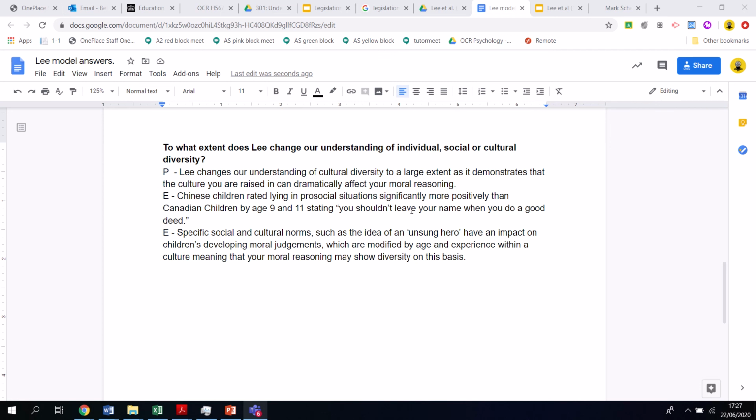Okay, so here I've just put specific social and cultural norms, such as the idea of an unsung hero. So that's why they were potentially saying that you shouldn't leave your name, so that you're an unsung hero, you're a hero, but you're not asking for praise for it. Have an impact upon children's developing moral judgments, which are modified by age and experience within a culture, meaning that your moral reasoning may show diversity on this basis. Okay, and that's it. So again, just a nice simple P paragraph for you there.